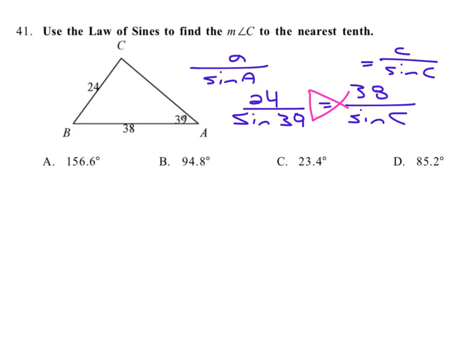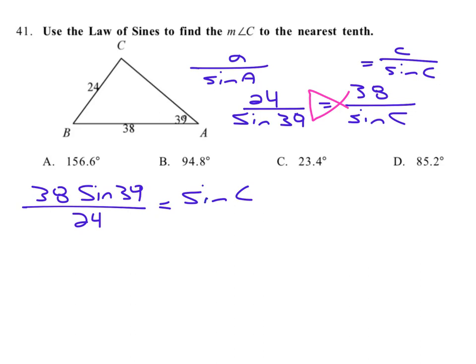Okay. Now, essentially what do you get? You get, right on the bottom, 38 times sine of 39 divided by 24 equals sine of C. Now, you can't just type this in your calculator because you're looking for an angle. And so you could calculate what that is, 38 times sine of 39 divided by 24. But what you need to be doing is finding the inverse operation. That's how you find angles.